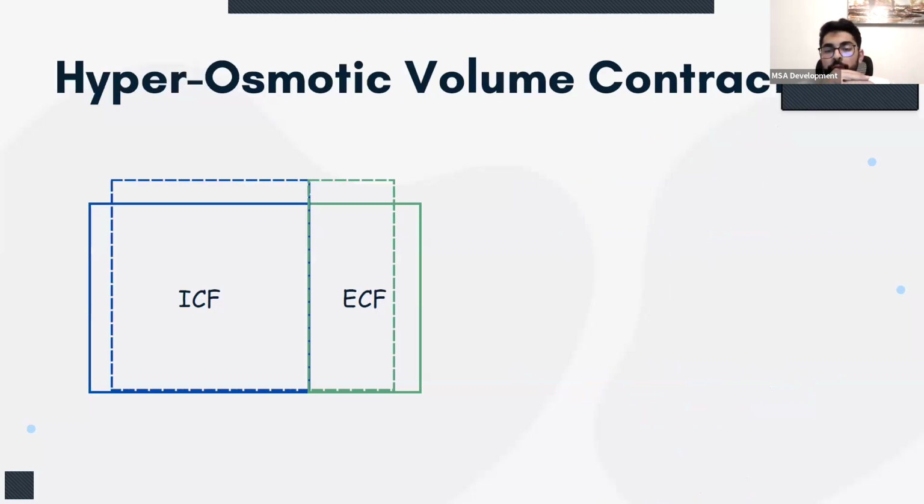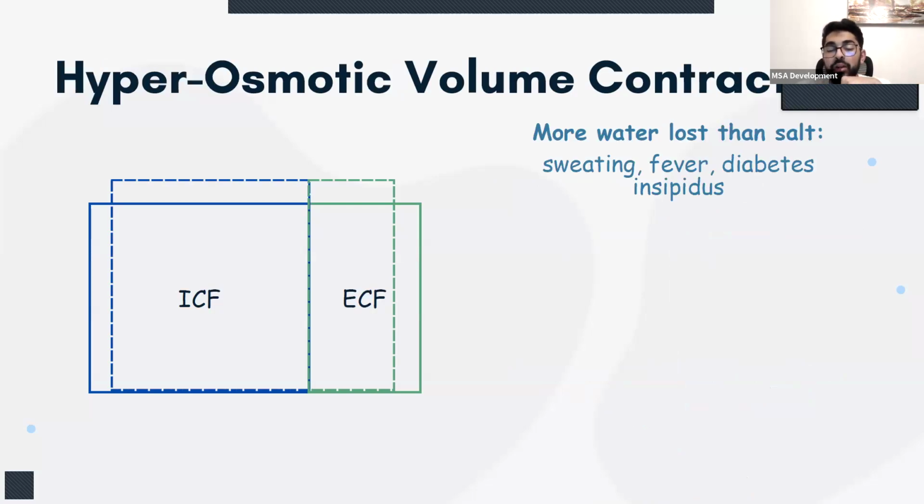Moving on to hyperosmotic volume contraction. This happens in examples where water is lost more than salt, such as in sweat, fever, diabetes insipidus, where there's an increased urination of water, but the amount of salt that's lost is not the same. It's not equal, okay? So you're going to have a hyperosmotic extracellular fluid, and that's going to show as a vertical increase on the graph because osmolality is shown vertically, okay? As a vertical increase on the graph.